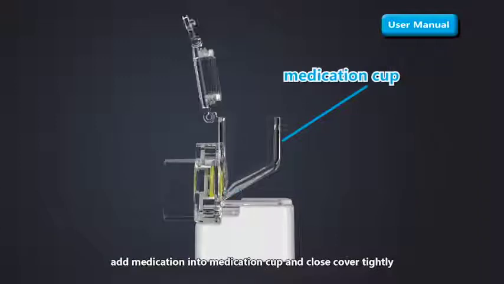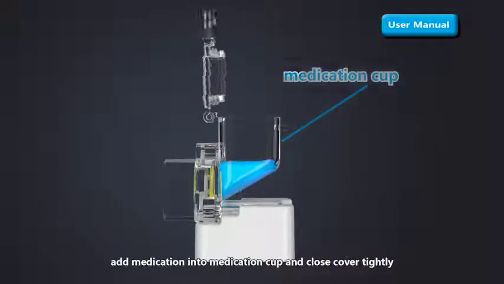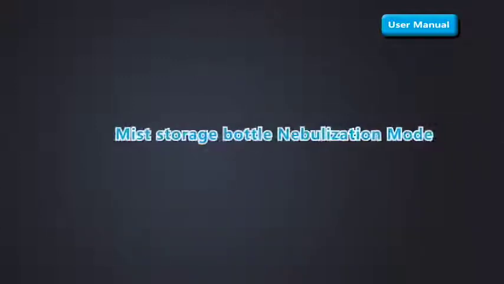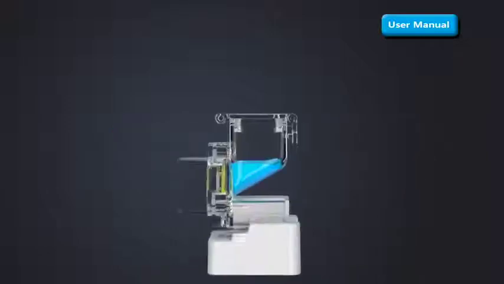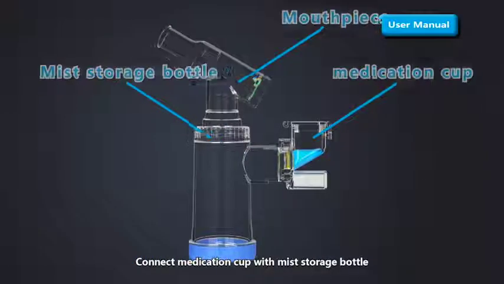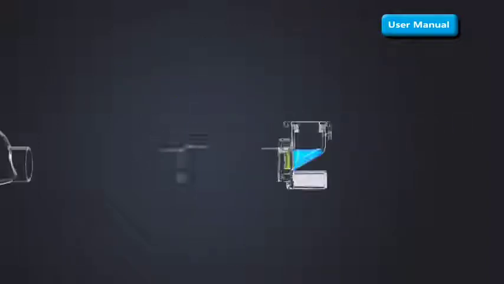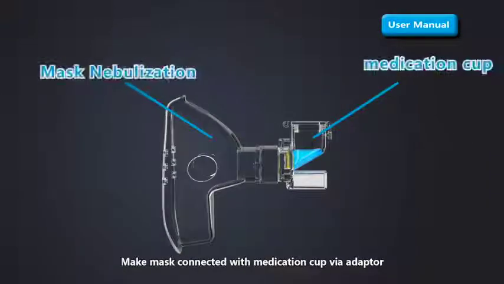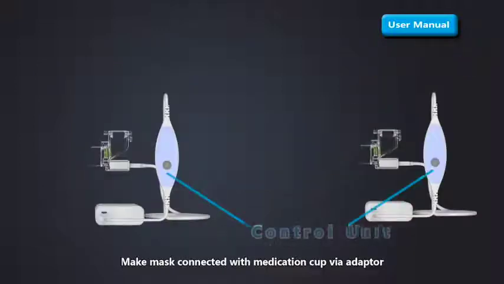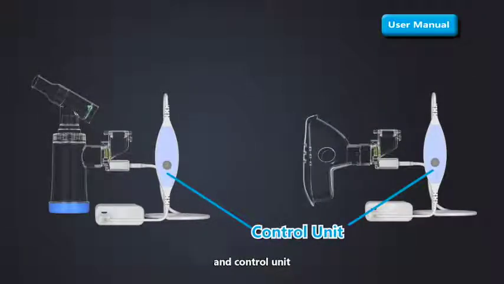Firstly, add medication into the medication cup and close the cover tightly. Mesh storage bottle nebulization mode: connect the medication cup with a mesh storage bottle. Mask nebulization mode: make the mask connected with the medication cup via adapter and control unit.